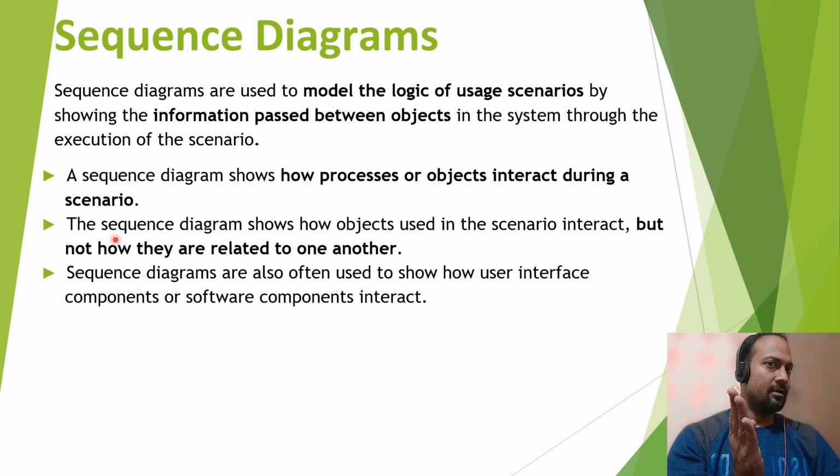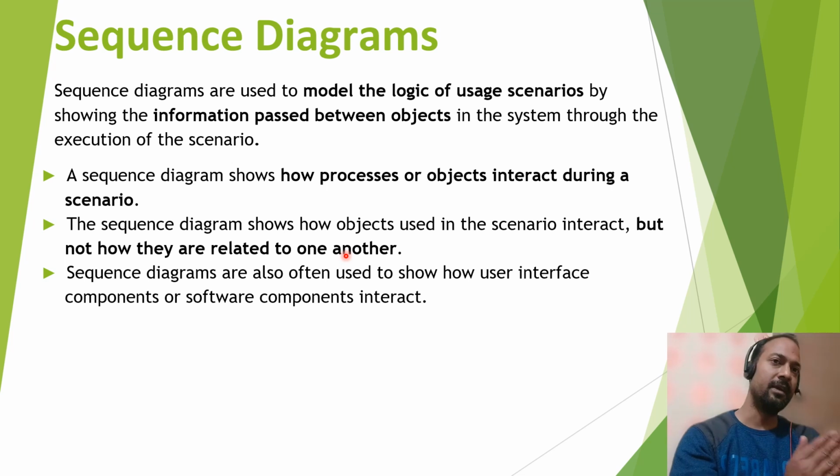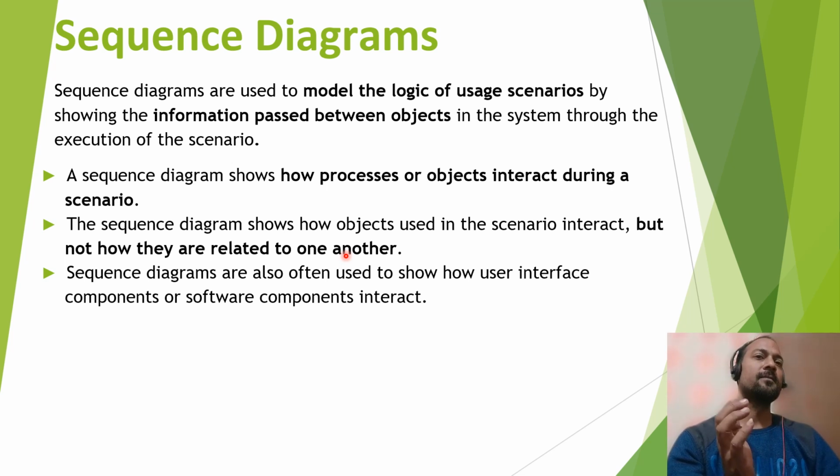The sequence diagram shows how objects in the scenarios interact, but does not show how they are related to one another. So this line is very important. It says that it only shows how the information is being transferred from point A to point B, but it does not show how the components or the objects which are transferring the information are related to one another, right?